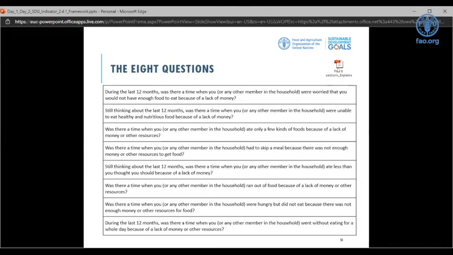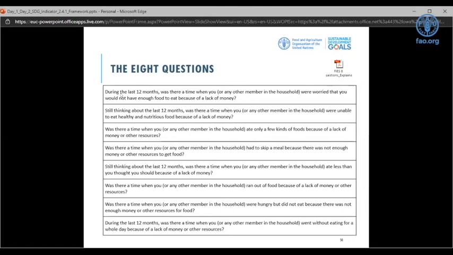Just to give you an idea, these 8 FIES questions, as I already mentioned, ask for the information to establish to what extent the household of the holder of the agriculture holding is food insecure. So let me just cover the first question. The question is, during the last 12 months, was there a time when you or any other member in your household were worried that you would not have food to eat because of lack of money, and so on? So the severity of food insecurity that is assessed in these 8 questions increases as we go below in these 8 questions hierarchically.